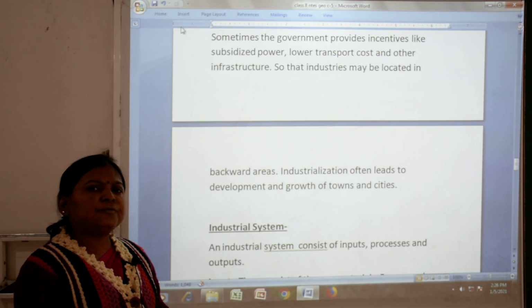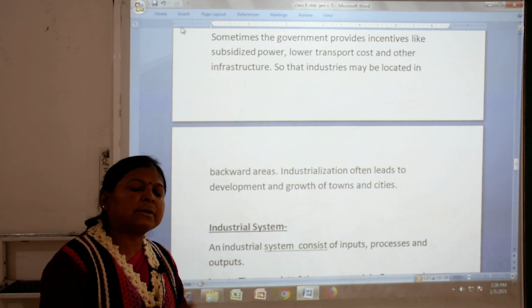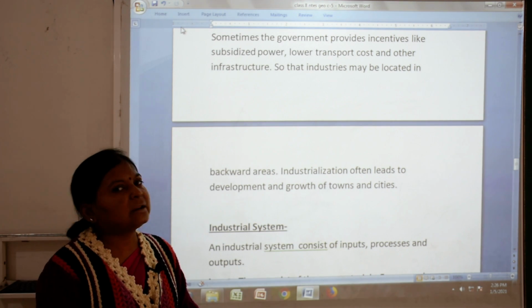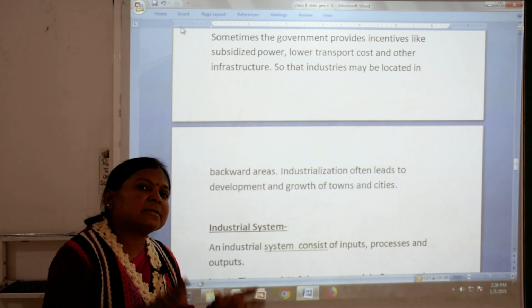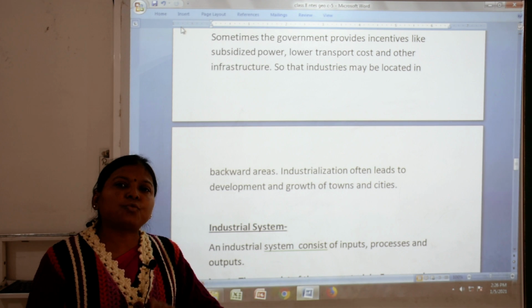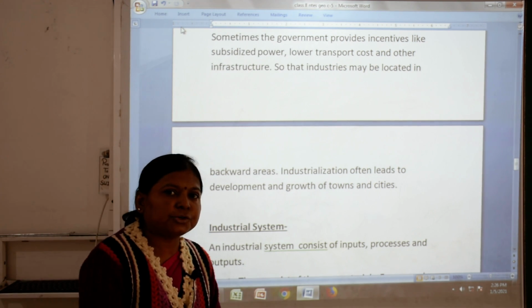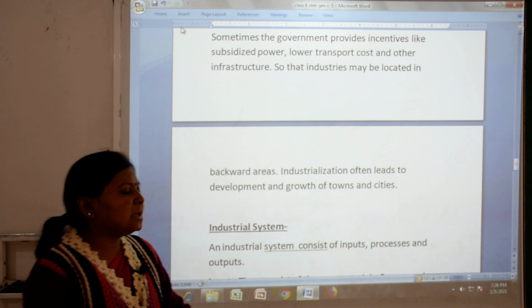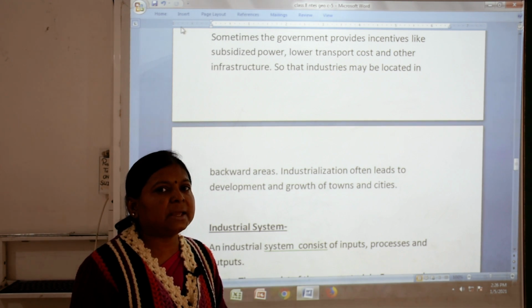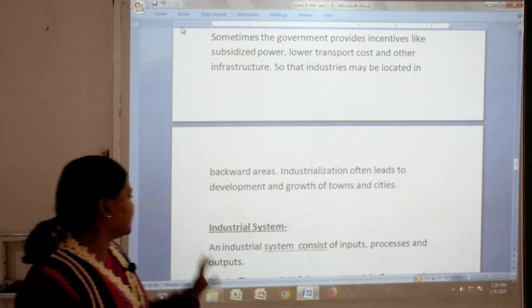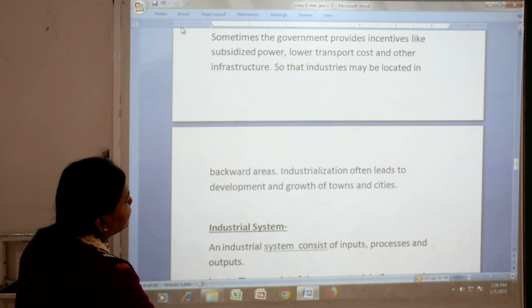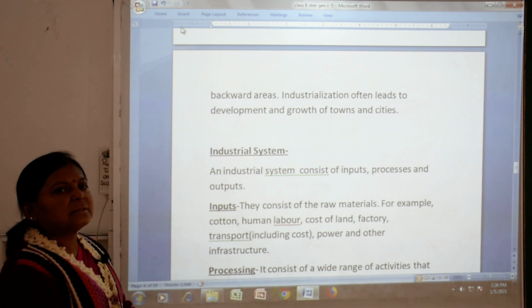Because suppose we had any industries that got land where the raw materials are easily available, so they establish one industry. So what happens? Many people will get jobs. Definitely, new towns and cities will be created in that area. Industrial system. Now, do you know how the industrial system works?